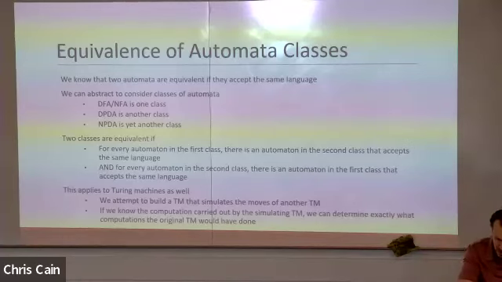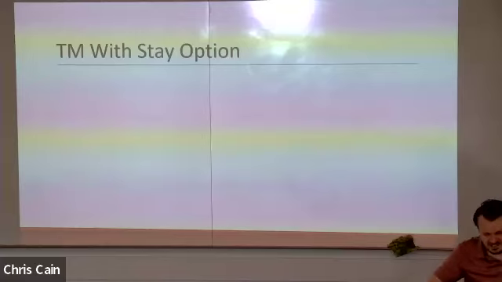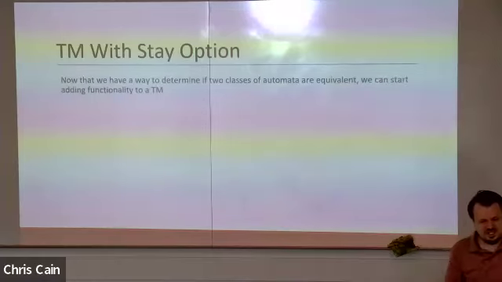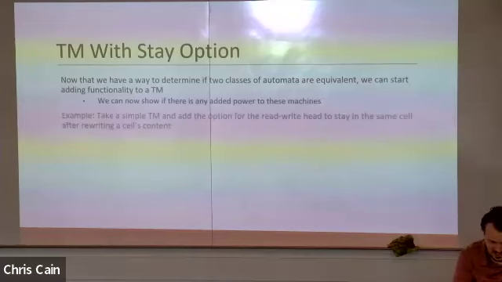We also were in the process of looking at Turing machines with some different options to them and trying to figure out if the computational power of these modified Turing machines were the same or different from our basic Turing machine that we talked about a couple of class periods ago. So now that we can determine if two classes of automata are equivalent, we want to be able to see what we can do to Turing machines to be able to keep that computation power the same, or if we reduce the computation power, if we add to the computation power.